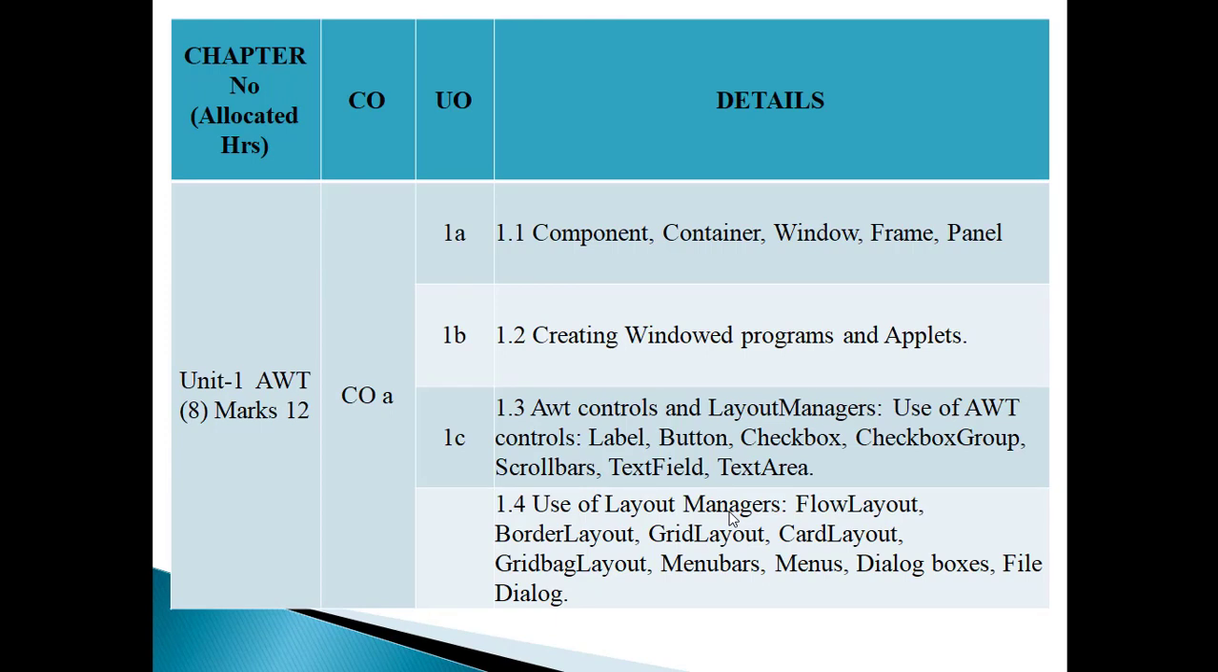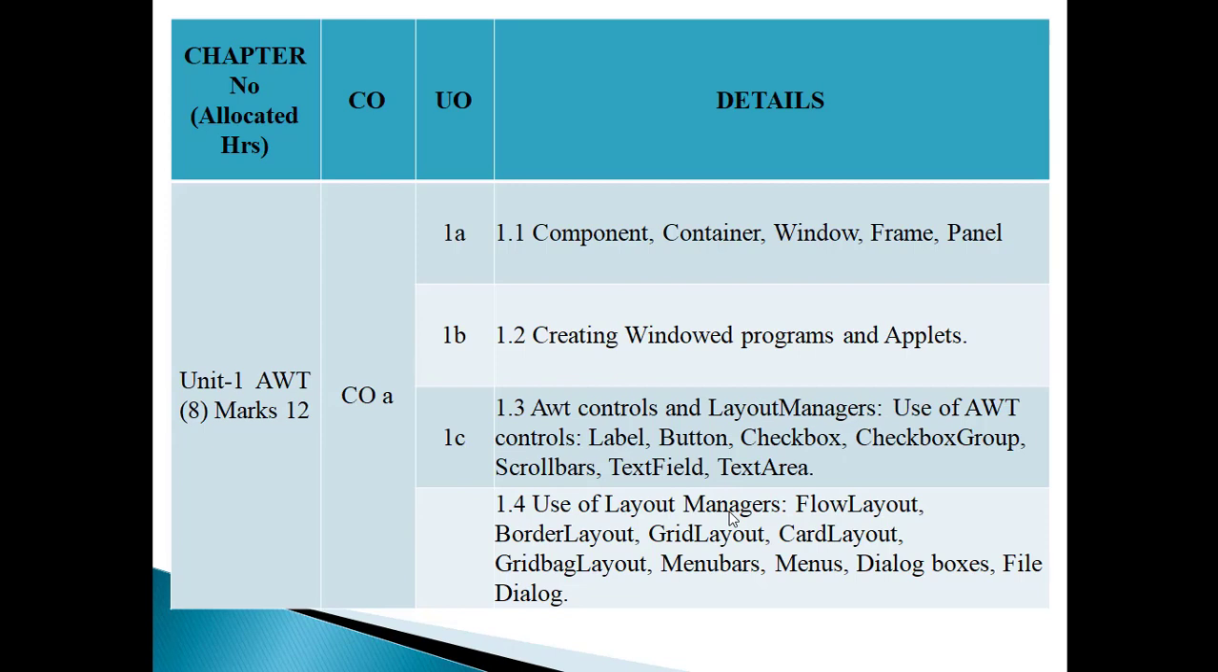Next, syllabus points. Advanced Java Programming for the diploma students syllabus. There are 6 units. First unit AWT, 8 hours, 12 marks. Abstract Window Toolkit. Syllabus of this first chapter is based on the component, container, window, frame, panel.